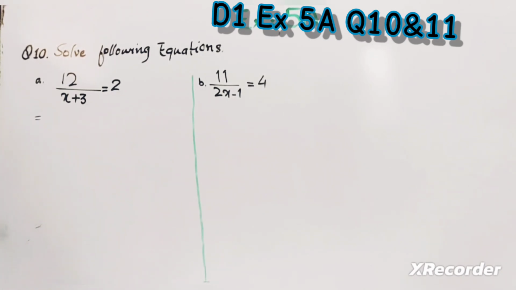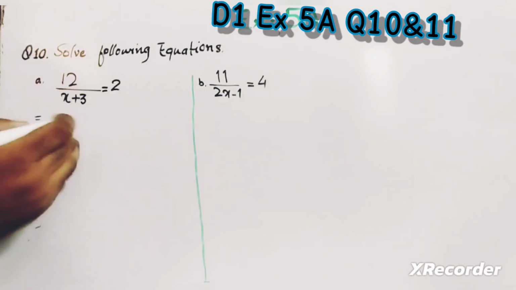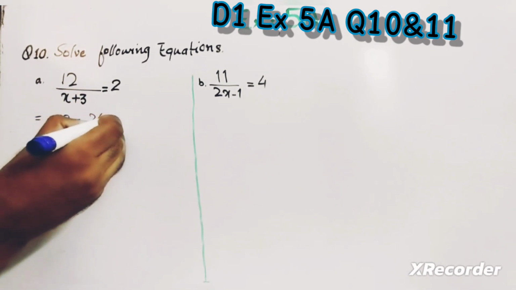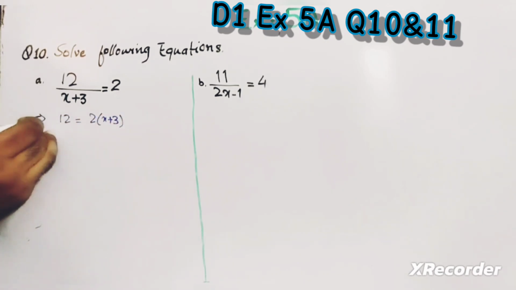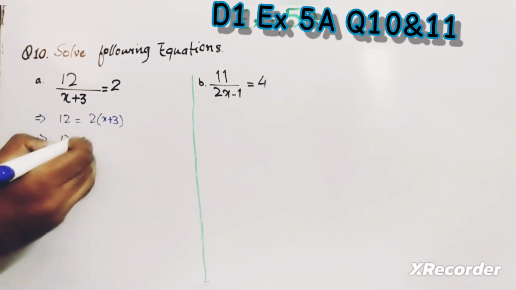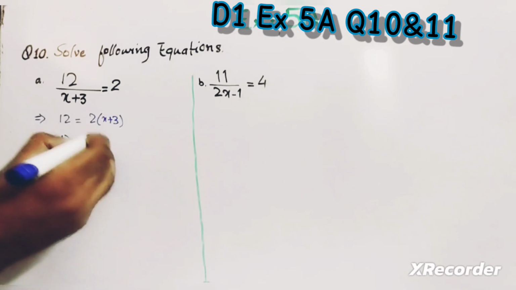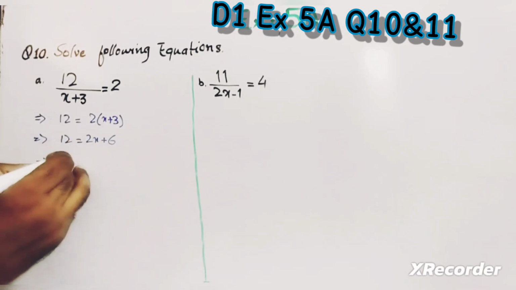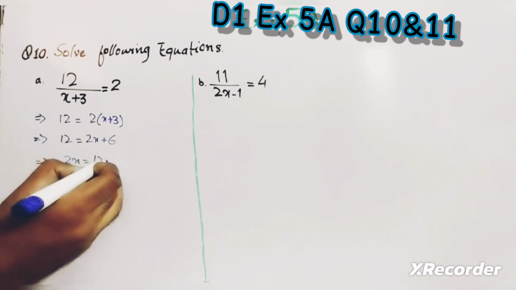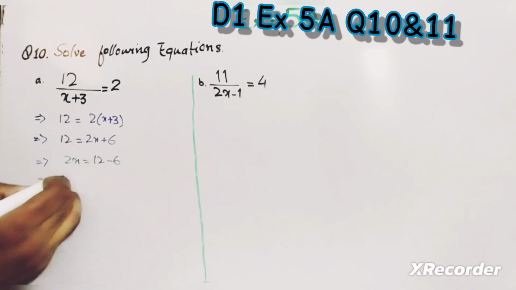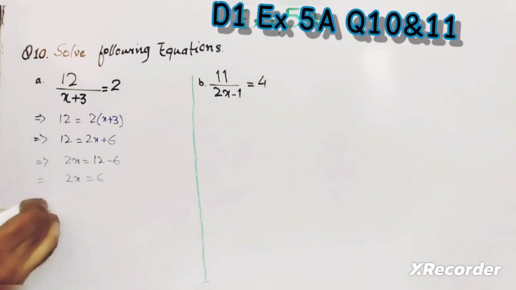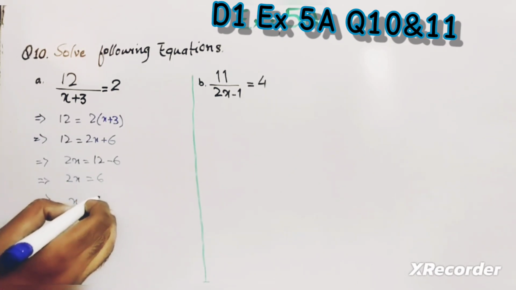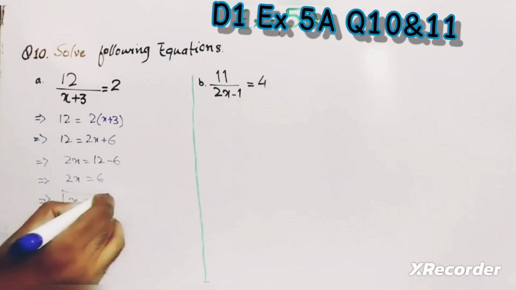In first step, we cross multiply x plus 3 with 2 like that. 12 is equal to 2 times of x plus 3. 2 times x is 2x plus 2 times 3 is 6. So 2x is equal to 12 less 6. 2x is equal to 6, and eventually x will become 6 upon 2, that is 3, and this is our required answer.